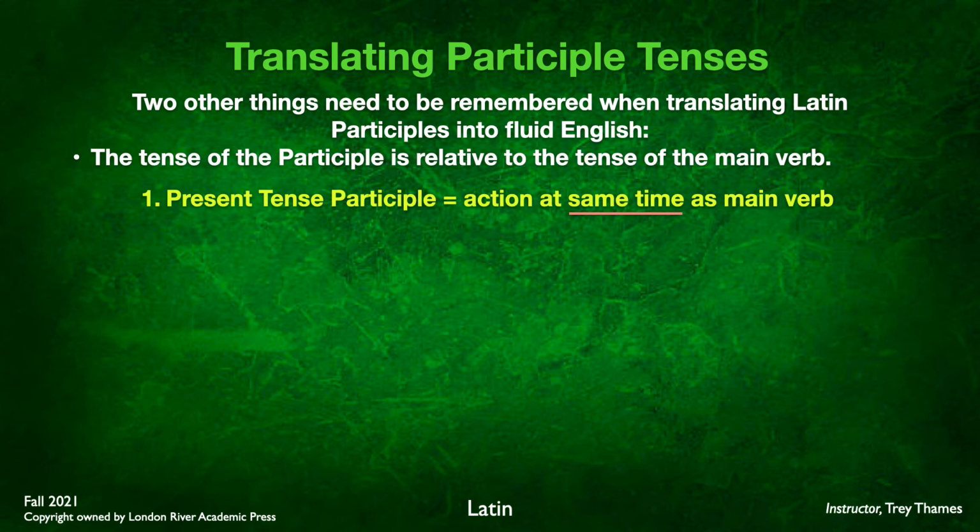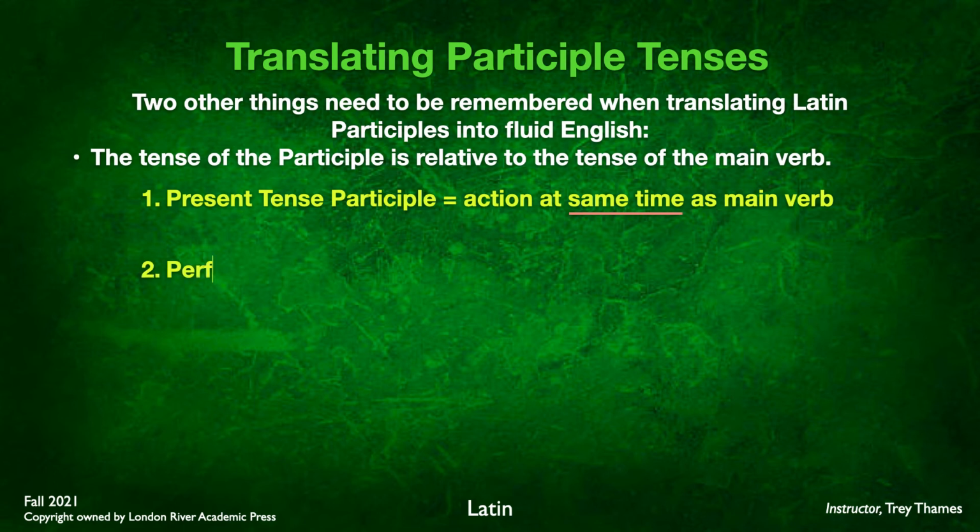So for example, if your main verb is in the past tense, but your participle is in the present tense, that means the action of the participle is also happening in the past, because it's happening at the same time as the main verb. So present tense doesn't necessarily mean present tense for the participle. It means that it's happening at the same time as the main verb, whatever time that is, whether it's present, past, or in the future.